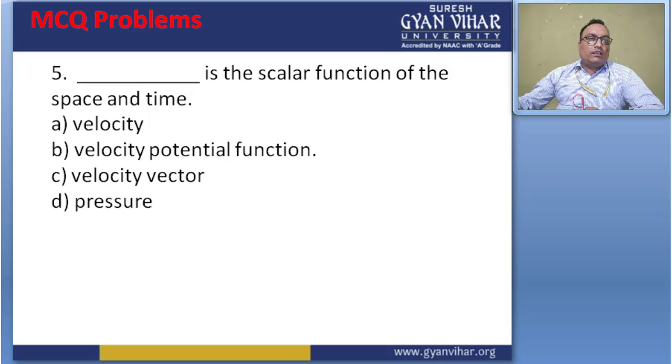Is the scalar function of space and time. So the velocity potential function is a scalar function, while velocity vector and pressure are the other options. But the velocity potential function is the scalar function of space and time. Then we move to the next question, question number 6.